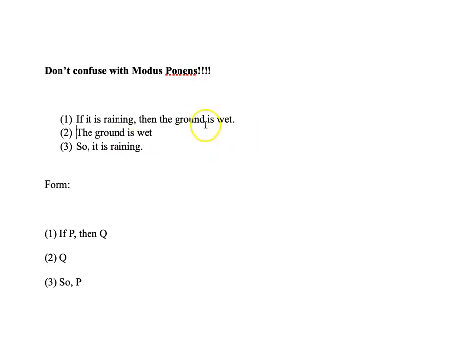If it's raining, then the ground is wet. That's the first premise. The ground is wet. That's the second premise. So the conclusion is it's raining. And you take every instance of it's raining, it appears here and down here, and replace it with a P. So you get a P here and a P here. You take every instance of the ground is wet and replace it with a Q. So you got a Q here and a Q here. And you get this form, if P then Q, Q so P.